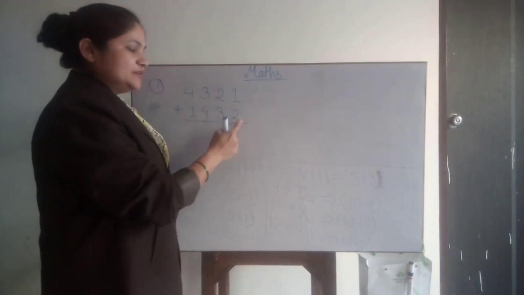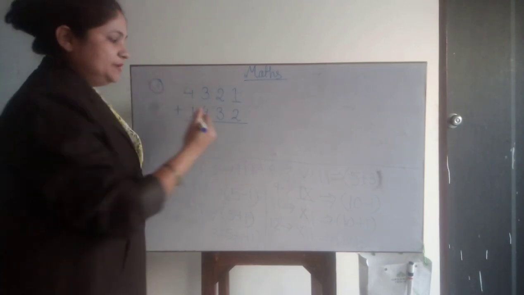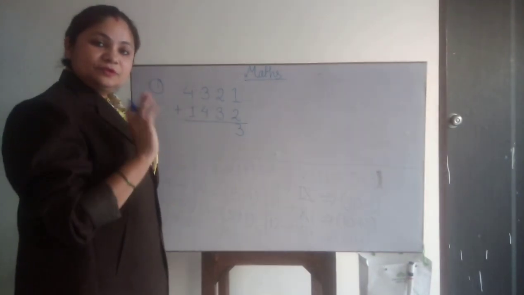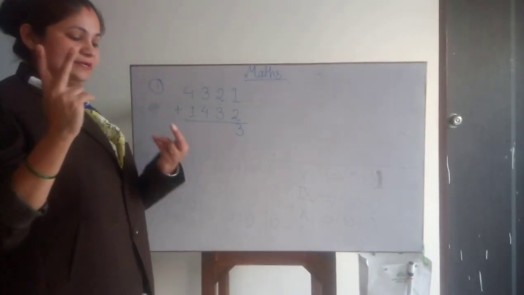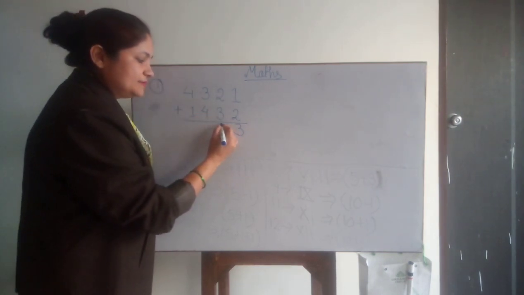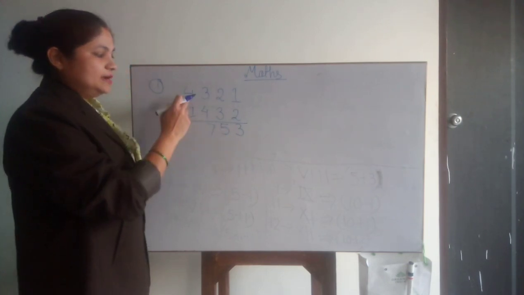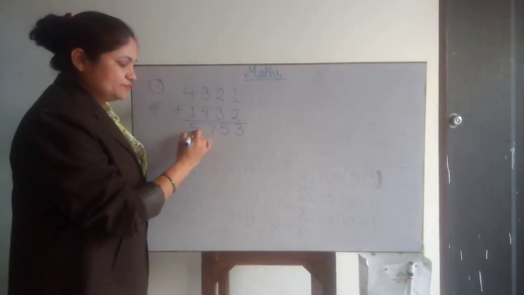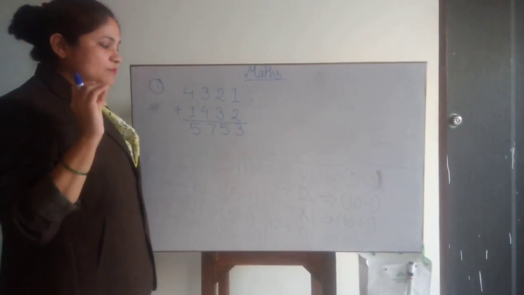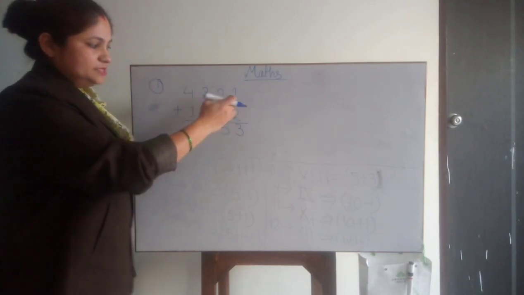Okay, so 1 plus 2, it will be 3. Okay, then 2 plus 3, it will be 5. Then 3 plus 4, it will be 7, and 4 plus 1, it will be 5. It was easy, na?